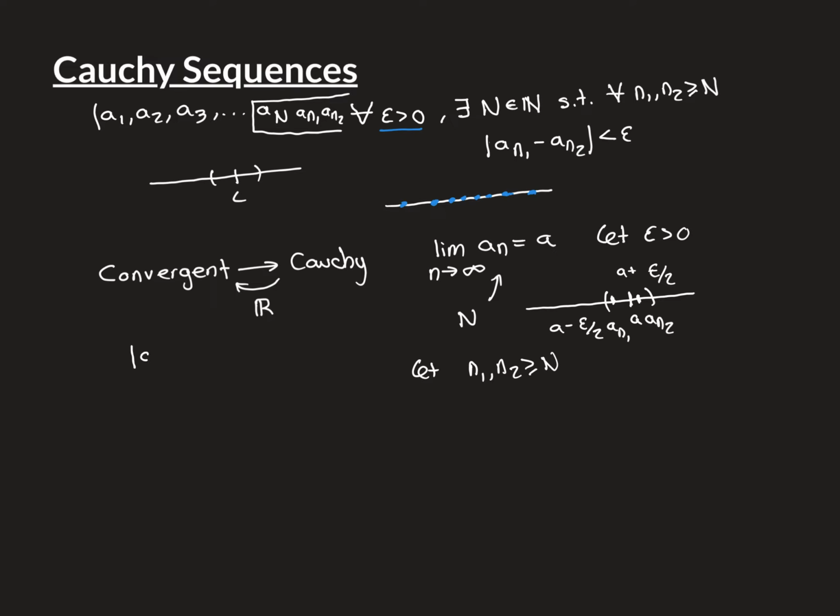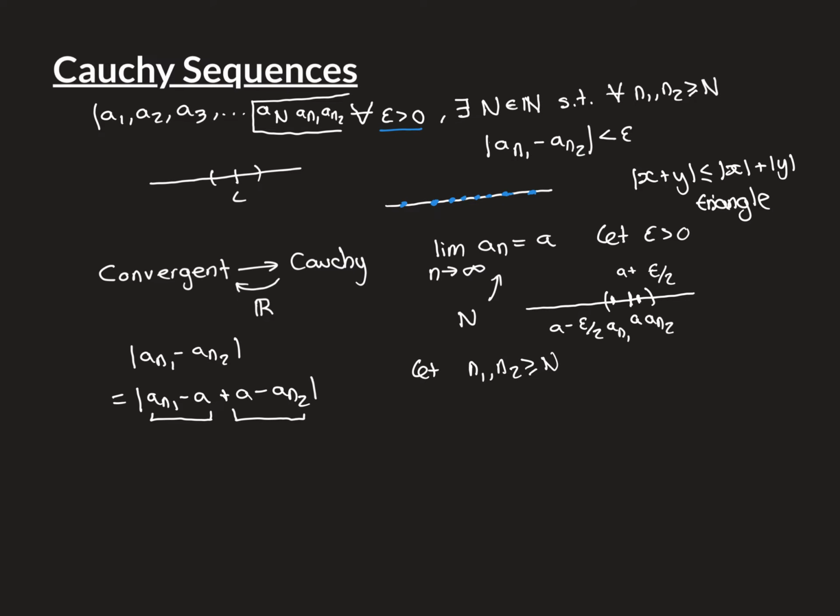So if we then consider mod of a_n1 minus a_n2, we can rewrite this as a_n1 minus A plus A minus a_n2. That's just subtracting off A and adding A. And then we can apply the triangle inequality where this is one thing and this is the other thing. So remember, the triangle inequality says that the absolute value of x plus y is less than or equal to mod of x plus mod of y. That's the triangle inequality in the real numbers.